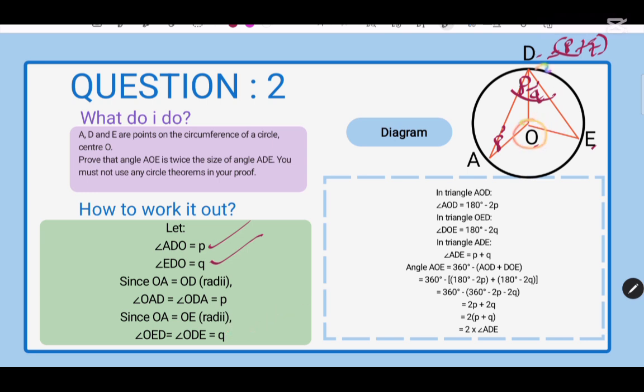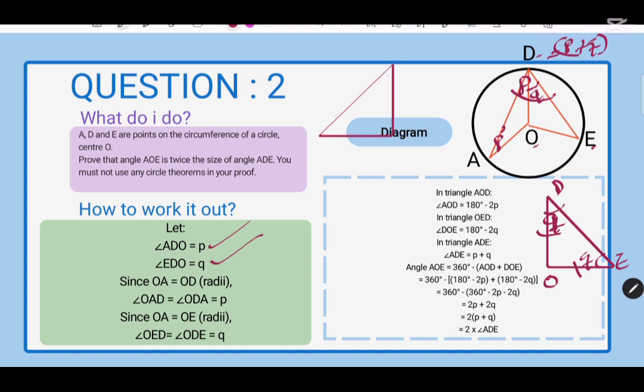Angle ODE. So this angle is also equal to Q, because it's now an isosceles triangle, just like what we had the other time. So we have angle O here, we have E here, we have D here. So if this is Q, this one also is Q, because OE is equal to OD. They are both radii.